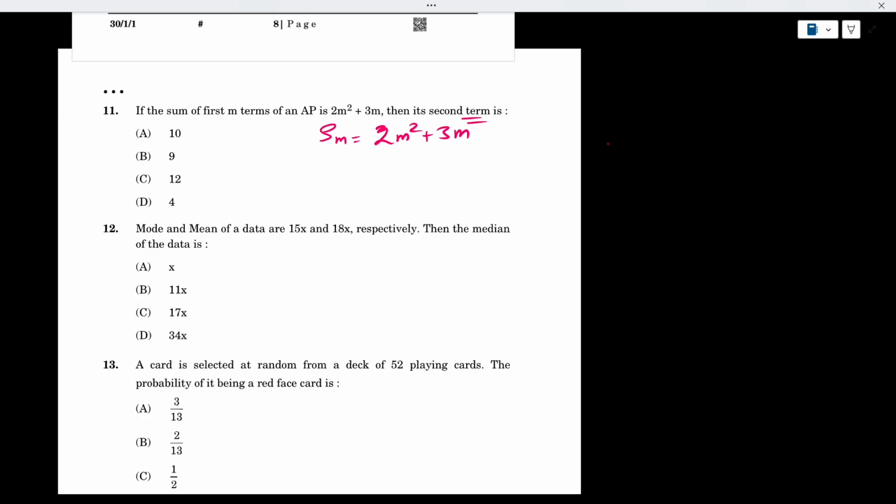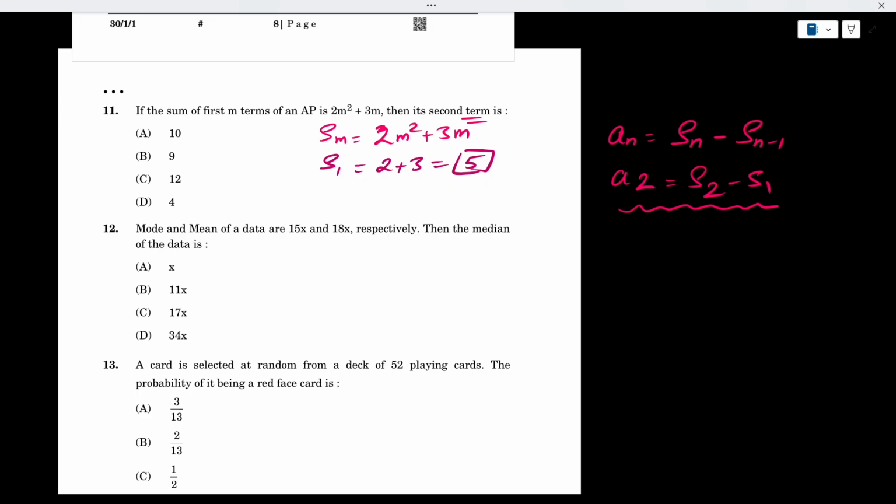We need to find the second term. Now, if you remember the rule, any nth term is Sn minus Sn minus 1, because if you subtract two consecutive sums, we get An. So to get A2, the second term, it will be S2 minus S1. This is a very important rule. If you remember, it's easy to solve. If you don't remember, what you will do is first find S1, the sum of the first term, which will be 2 plus 3, that is 5.